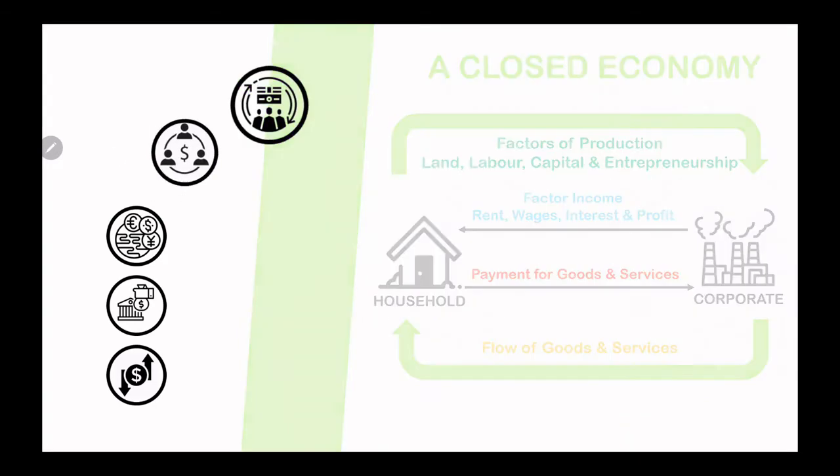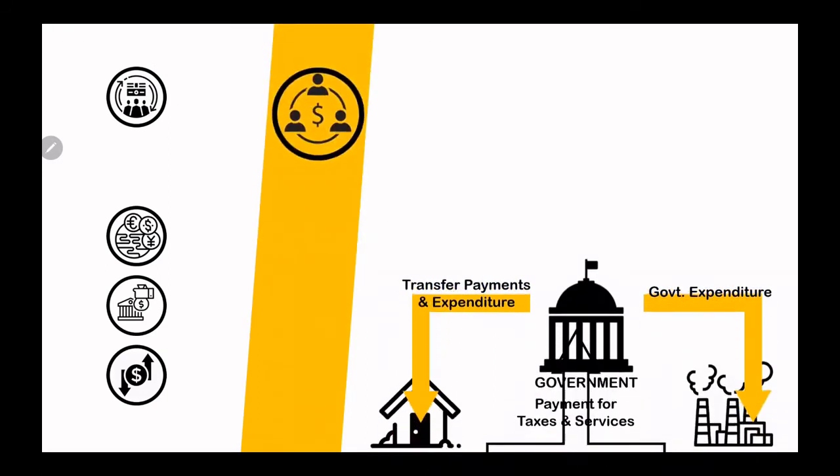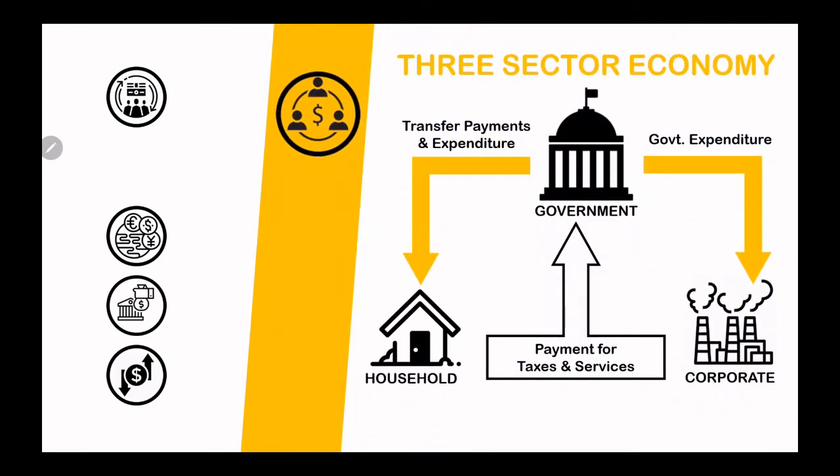Now this is a three sector economy. All right. Here we have household, sector 1, the corporates, the second sector, and the government, the third sector. Let's see what kind of transactions are taking place between government, household, and corporate. What are household and corporate providing to government? They are providing taxes, as well as services.